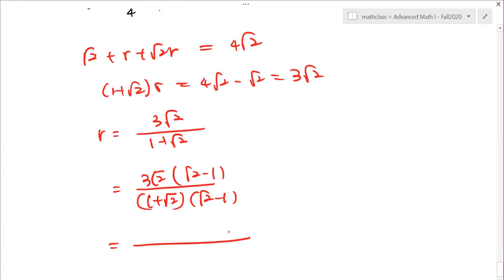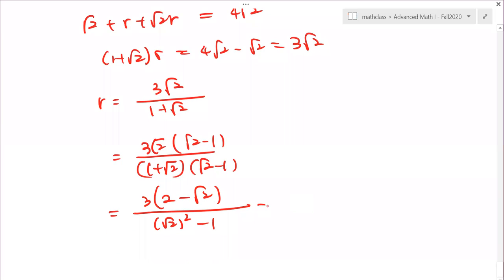So you multiply by the conjugate. The denominator is square root 2 squared minus 1, and the 3 here, square root 2 times square root 2, and the square root 2 times 1 is square root 2. The denominator is just 2 minus 1, which is 1. So this is a positive number, and that gives us the exact value of the radius.